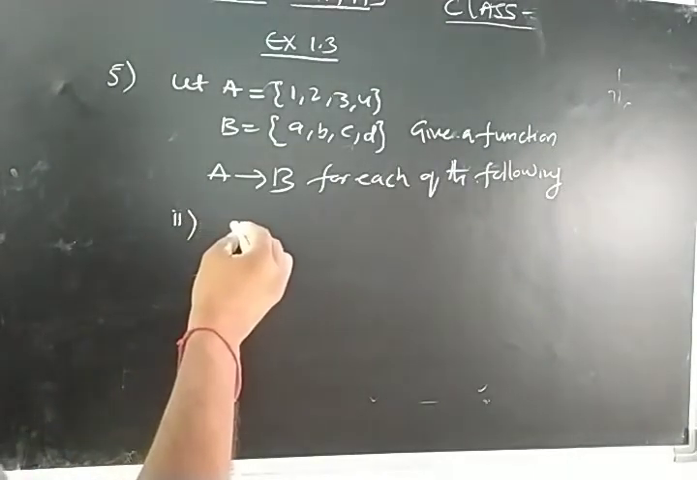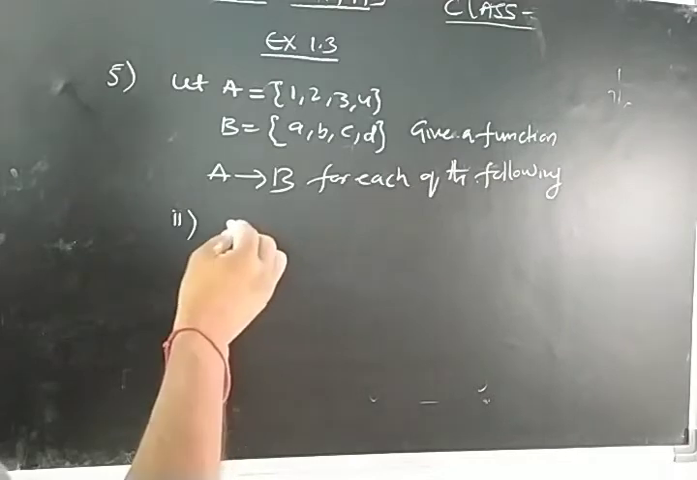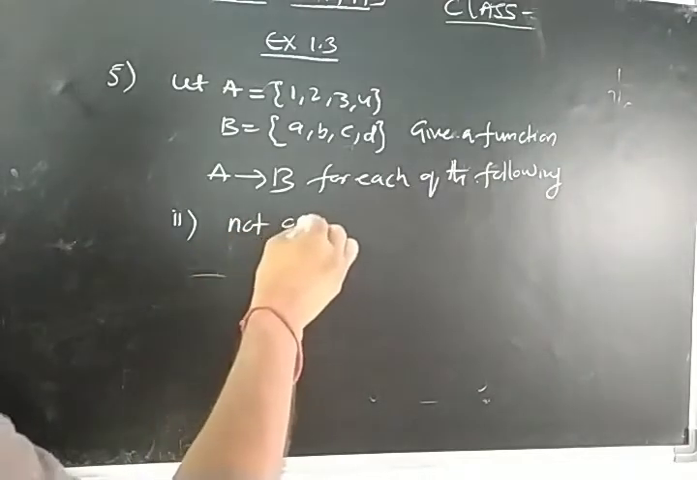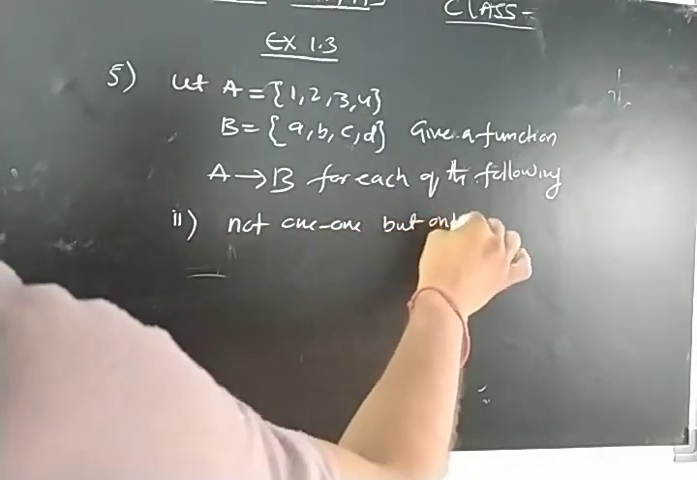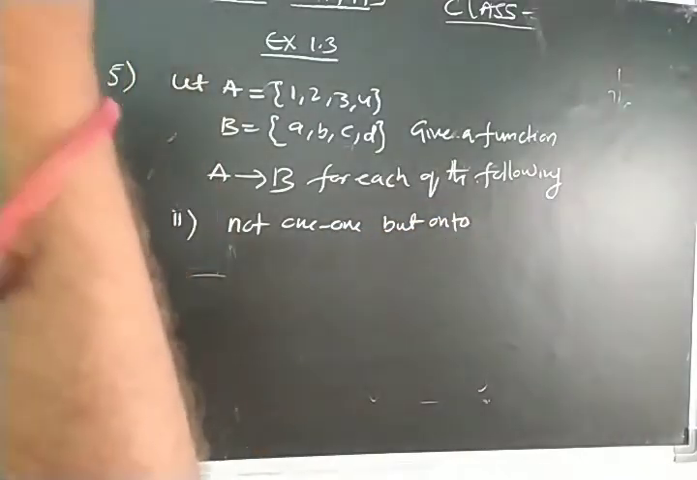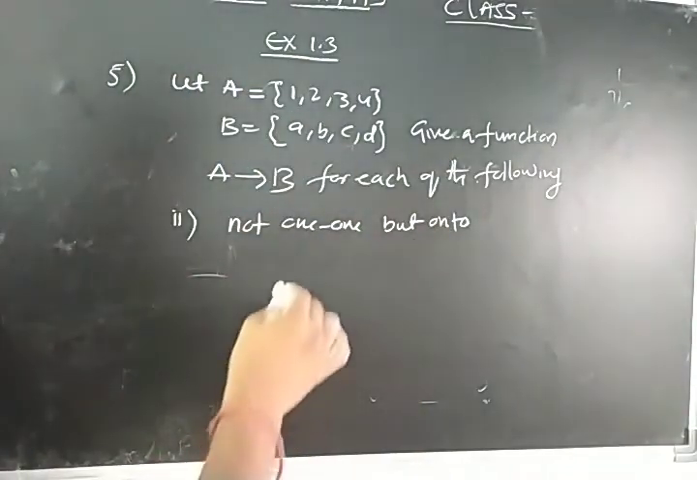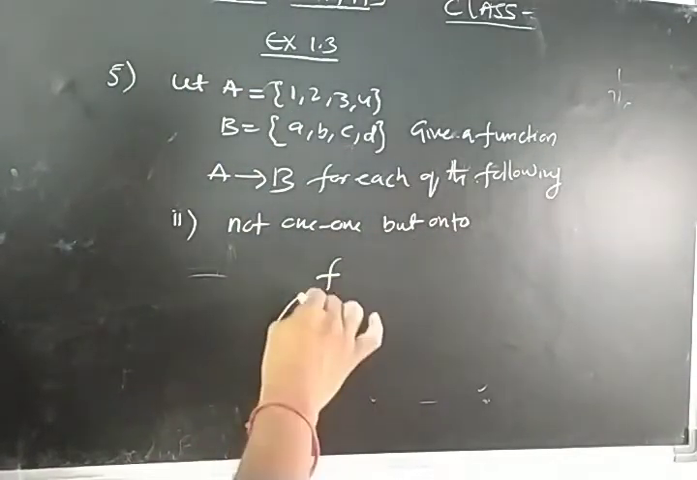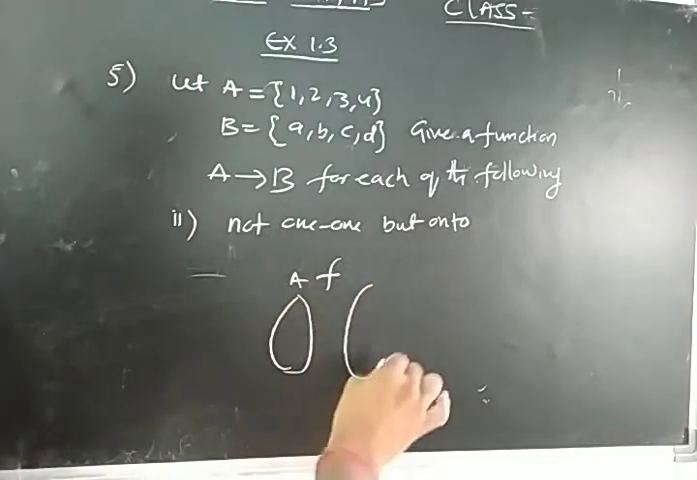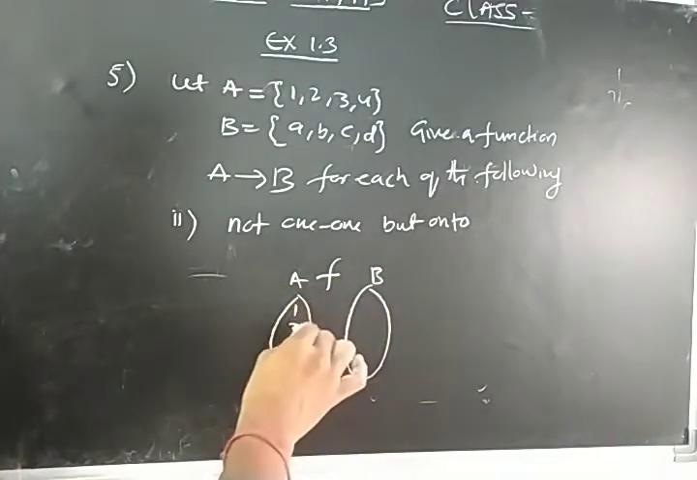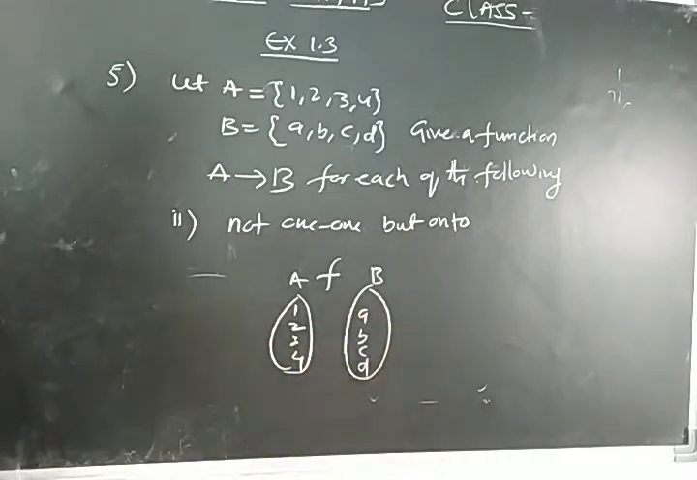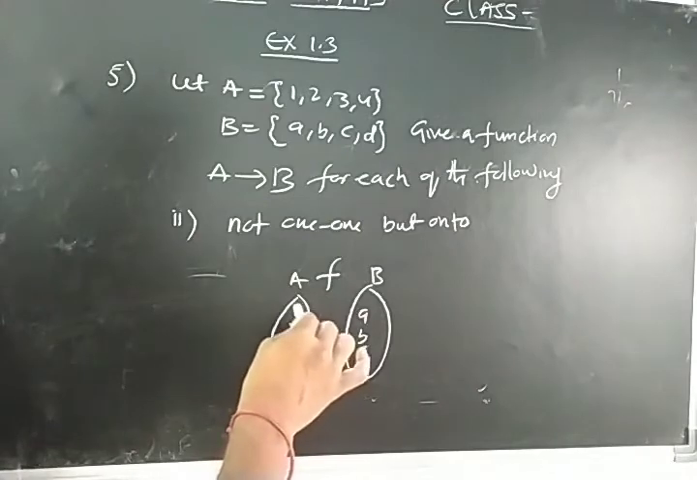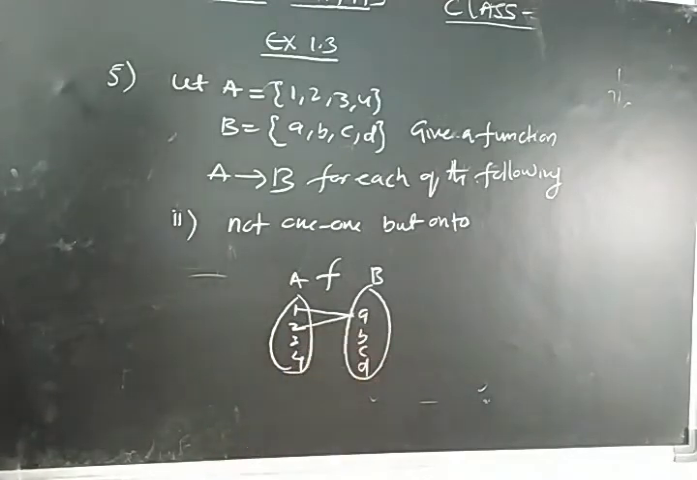Second problem, not 1-1 but onto. We have to construct a new function from A to B such a way that it should not be 1-1 but onto. Right? Now again I am taking A as domain, B as codomain. 1, 2, 3, 4. a, b, c, d. Okay, it should not be 1-1. So, two different elements having the same image, but onto.